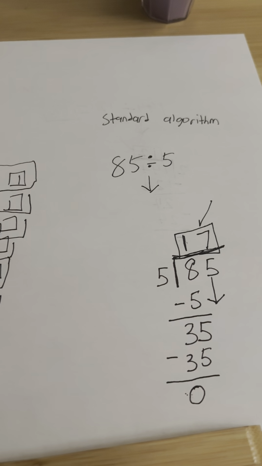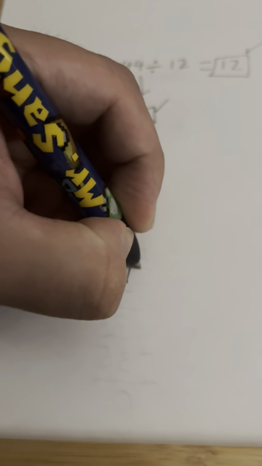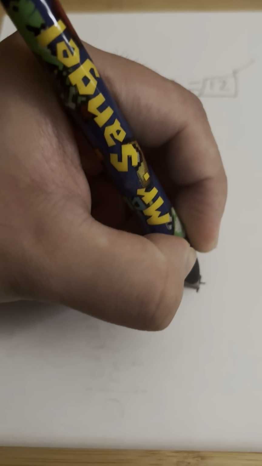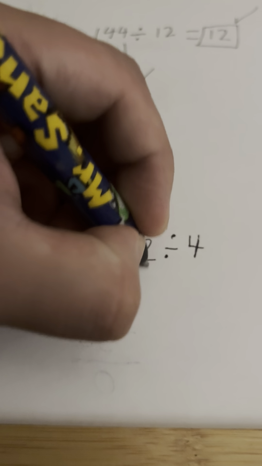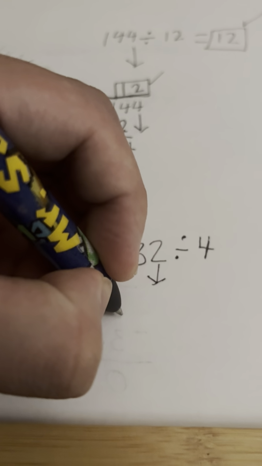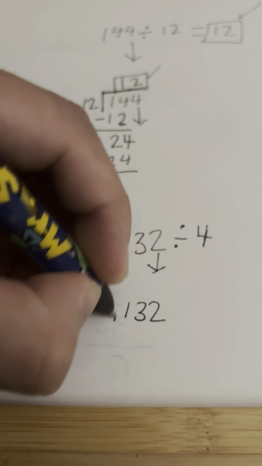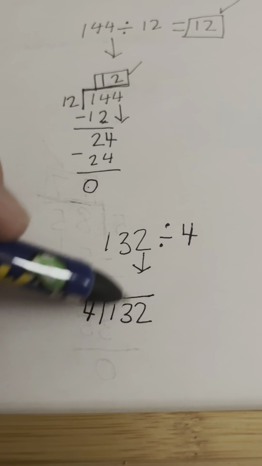So I'd recommend practicing standard algorithm. You can use your exit ticket to do that right now. I gave you some practice problems here. If I remember correctly, your exit ticket is going to be 132 divided by 4. Could be wrong, but that's what I remember seeing. I'm not going to solve it for you guys, because it's up to you guys to do it. But if you're doing standard algorithm, here's how you set it up, and the rest would be up to you guys.